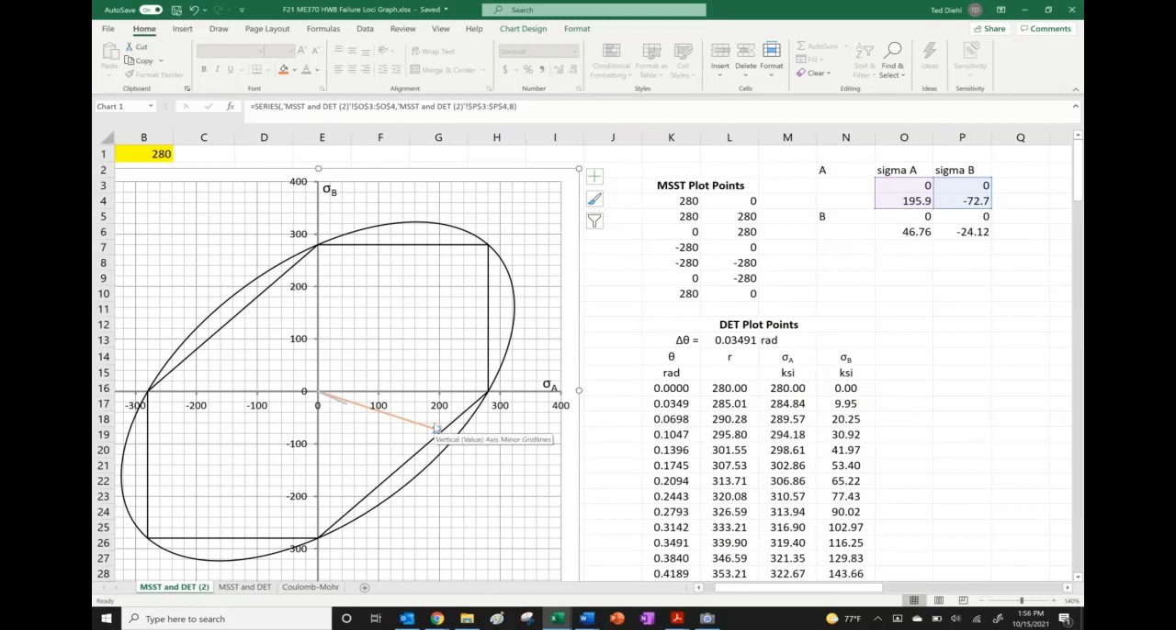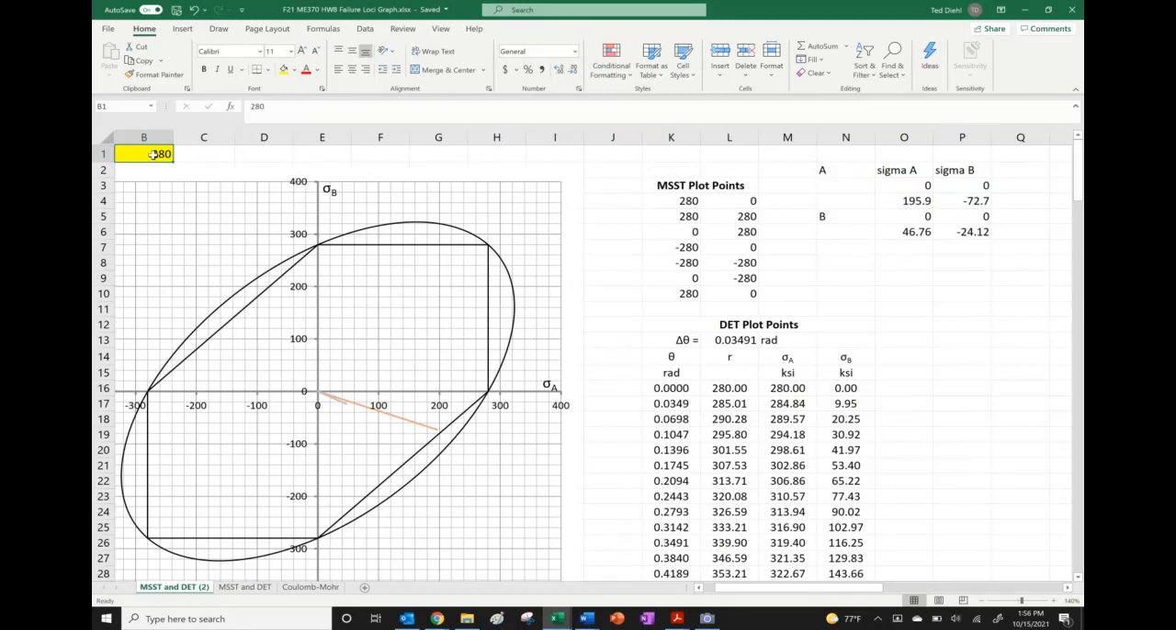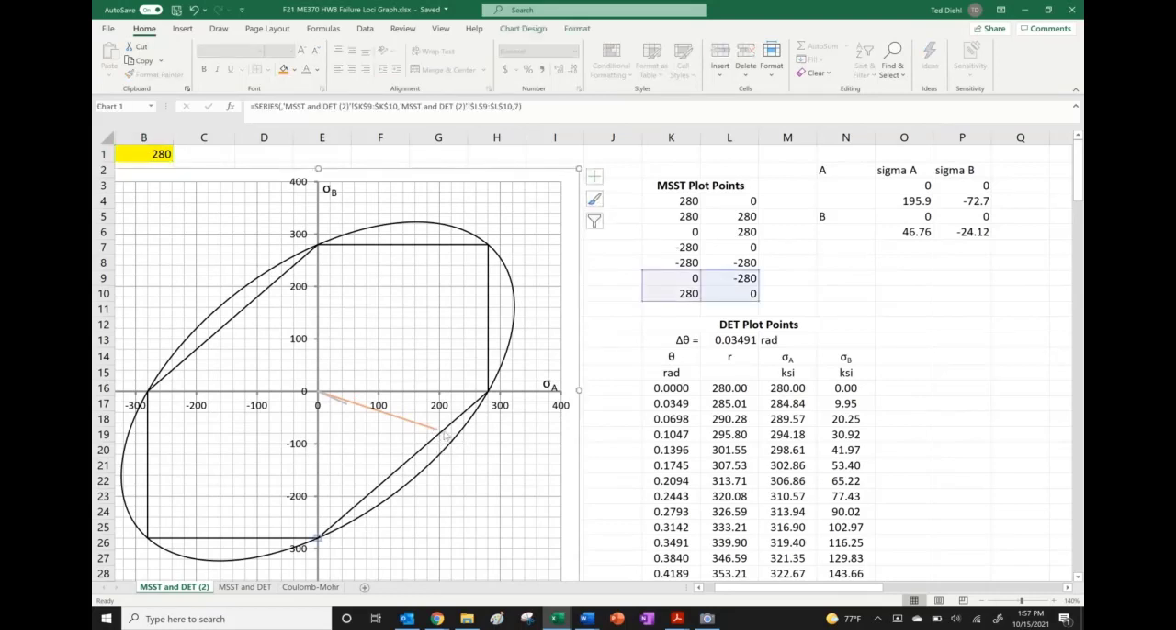Okay, that looks right. And then 72, that looks right. But this 280, the 280 up there, this thing is way too close to that maximum shear stress theory line. Huh. What's going on here? Why would that be like that? Did I do something wrong?